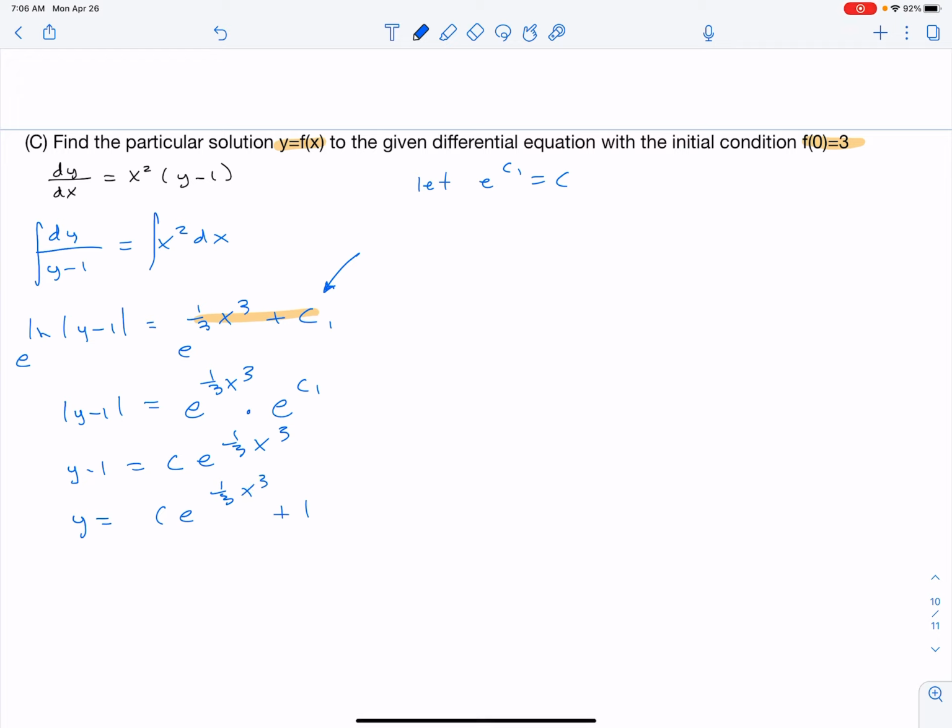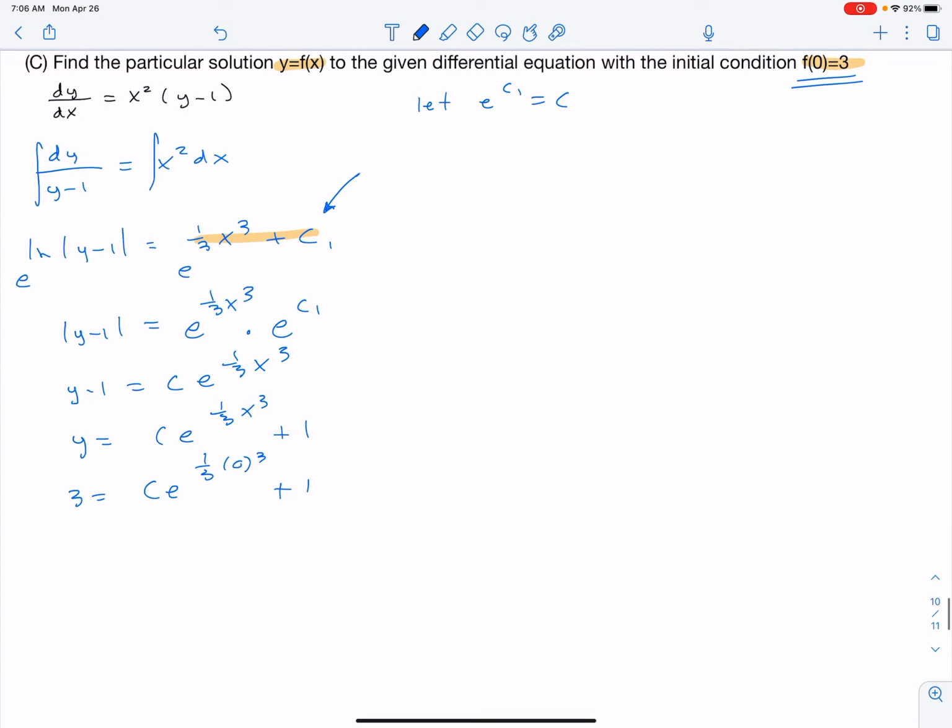Now we have to solve for c. So what do we do? We plug in the point 0, 3. So I get 3 equals c e to the 1/3 times 0 cubed plus 1. So I get 3 equals c plus 1, right? Because e to the 0 is 1. So 2 equals c. So my final answer, and again, it is important to have that final answer, is y equals 2 e to the 1/3 x cubed plus 1. Let me double check to make sure that is correct. That is correct.